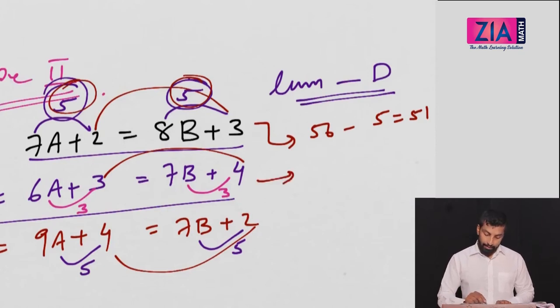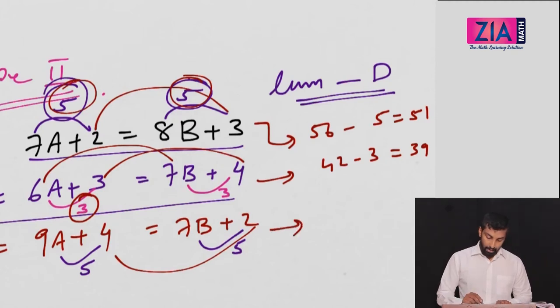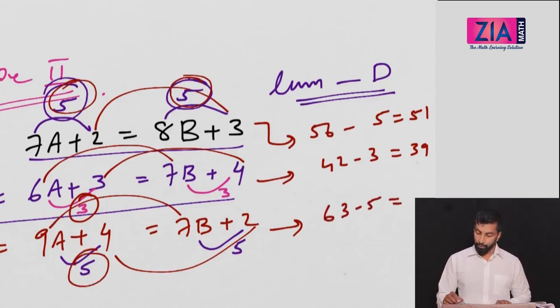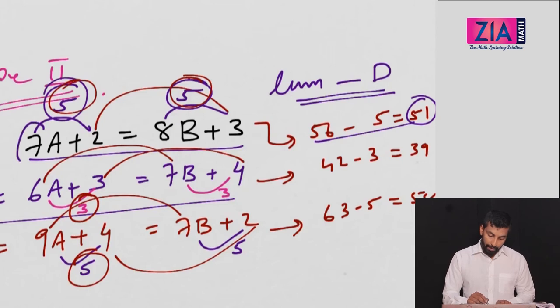Second case, what is the LCM? 6 into 7, 42, minus what is the difference? 3. So 42 minus 3, which is 39. Third question, if you take 9 and 7, what is the LCM? 63. What is the difference? 5. So 63 minus 5, 58. Now you can check. Let's take the first one. 51. What they are saying is 51 divided by 7. What is the remainder? 2. Correct. 51 divided by 8. What is the remainder? 3.